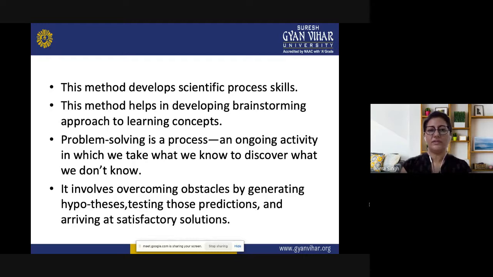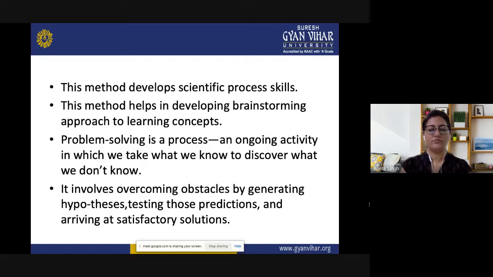So this method develops scientific process skills, because if we have to reach a solution, then we need to follow some scientific path. That doesn't mean that we have to find a solution on the basis of science only, but scientific process means that it should be well planned, properly organized, and systematic, and at the end there should be a proper result with evidence. So these kinds of scientific process skills should be developed.